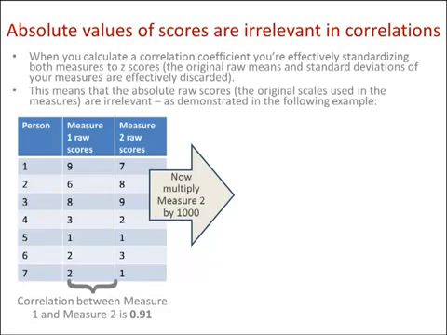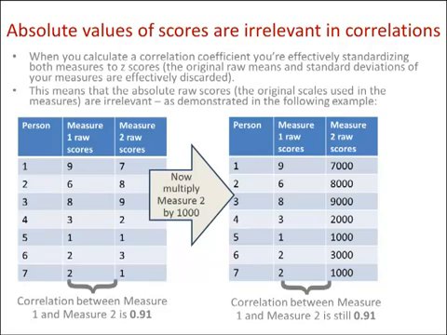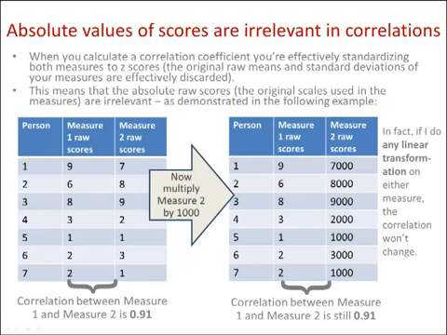What happens now if we do a linear transform? We take one of those scores, only measure 2, and we multiply it by 1,000. What you find is that the correlation between those two sets of scores doesn't change in the slightest. It remains absolutely identical, and that goes for any linear transformation that I would care to do. If I convert them into z-scores or t-scores or IQ scores, it doesn't matter, it will not change the correlation between those two measures, because when we do the correlation we effectively standardise both scales.